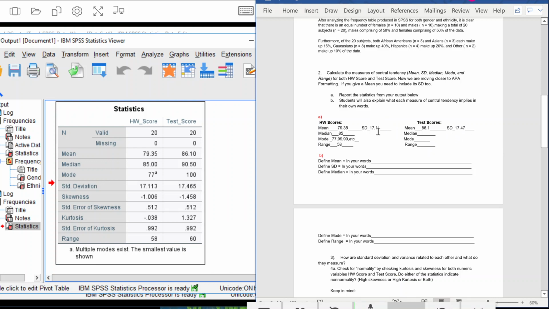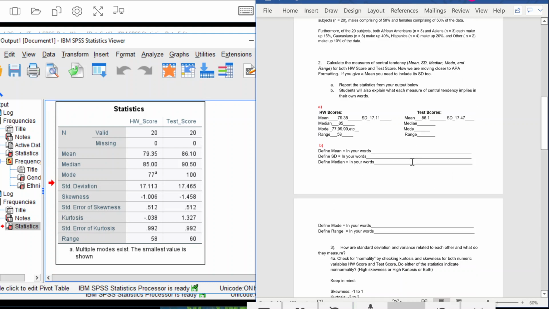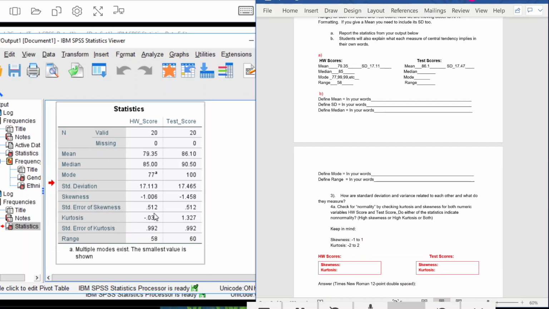And then you would be able to fill out the rest of this here. And all the information is right here. Now I will say that you can ignore this information. This is the standard error of kurtosis. This is the standard error of skewness. You don't need to write down the information. You'll need to write down the skewness right here and kurtosis right here.